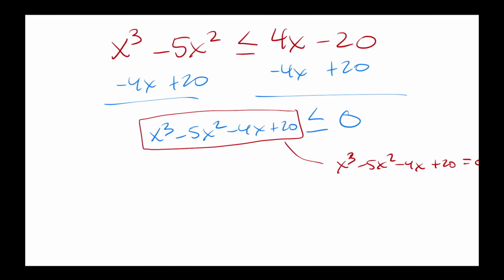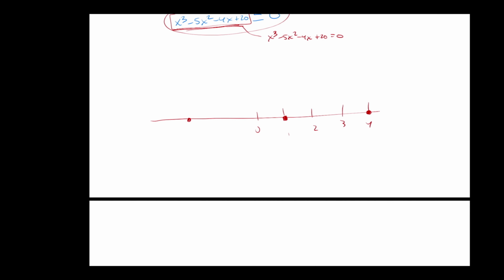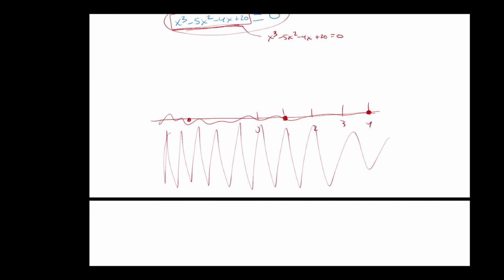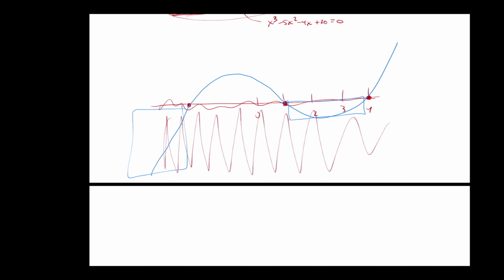And so what this is asking is, when is this expression less than or equal to 0? So that's basically asking, when is it down here or on the x-axis? Okay, so if the graph goes like this, then from here to here, it's below 0, and from here to here, it's below 0. It's less than or equal to 0. So we're looking for that kind of stuff.